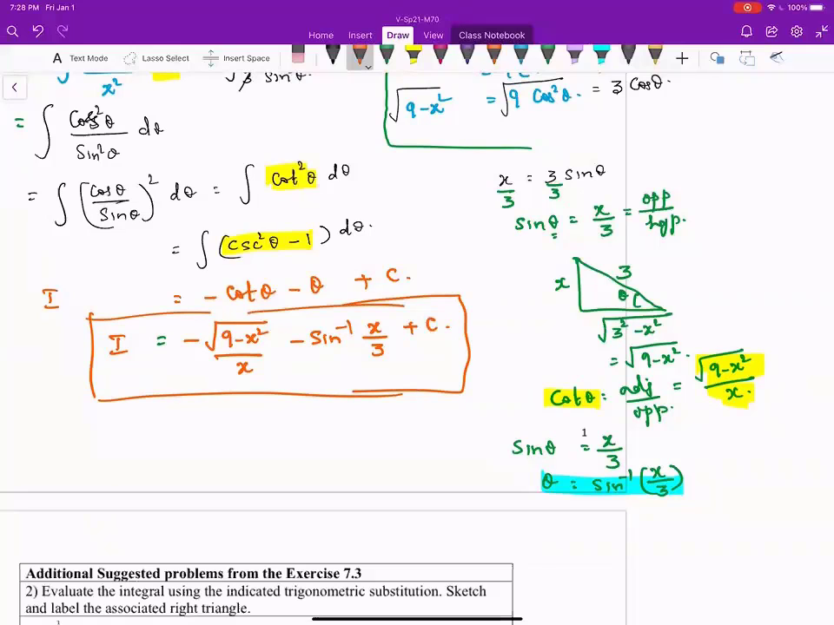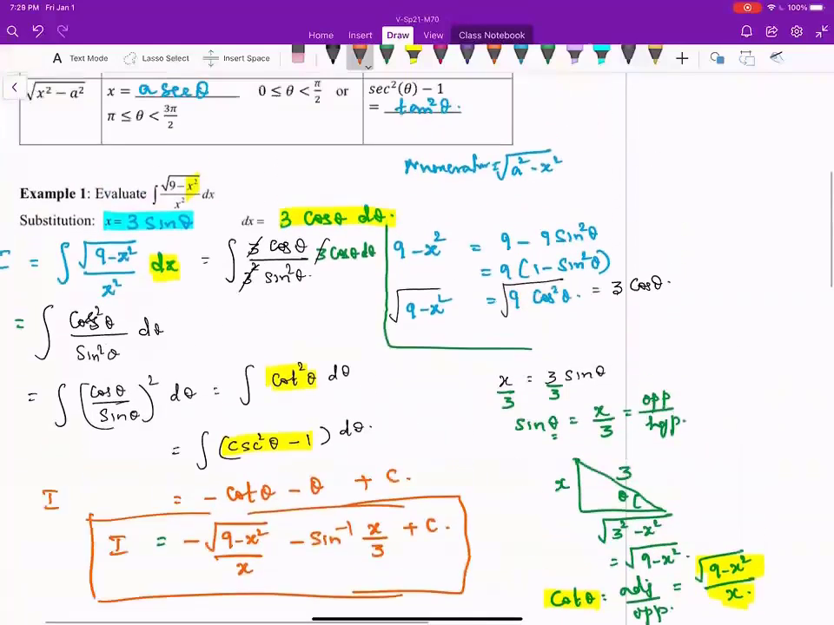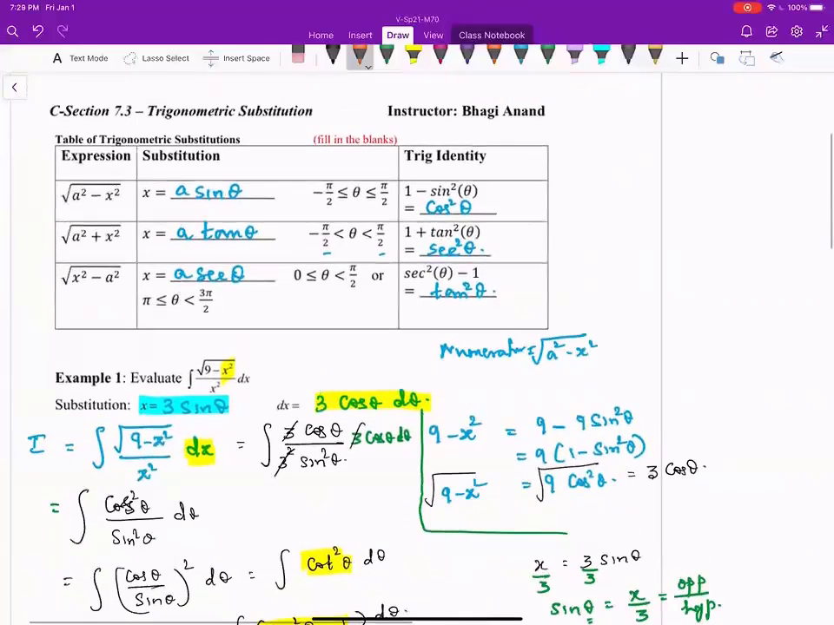So in trig substitutions, usually you need to remember what type the problem is. Is it the first expression, the second expression, or the third expression? Then you're going to suitably choose. Remember that a is a constant and x is a variable.